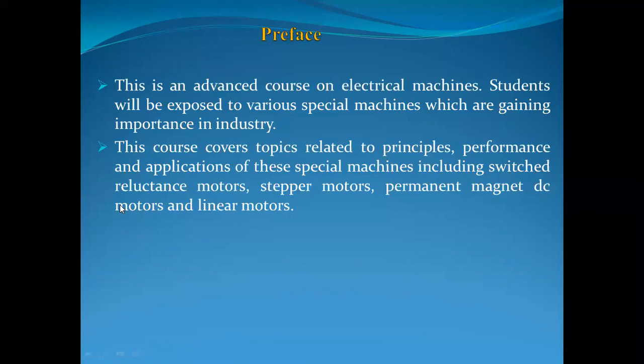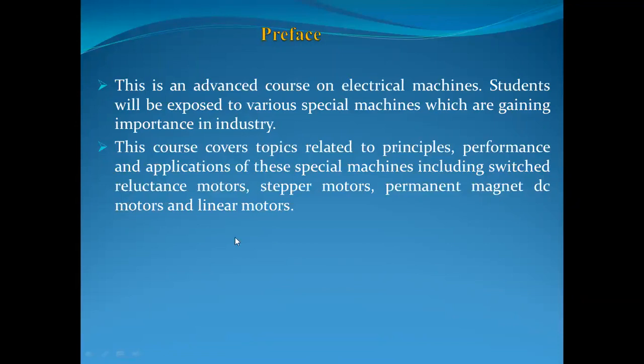An example is the washing machine. Next, small vacuum cleaners. These also come under special electrical machines, not having the highest ratings, and some areas of industry have the highest ratings also. These are all the machines or topics which we cover in this course.